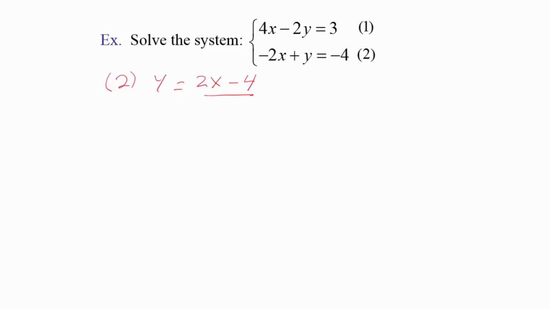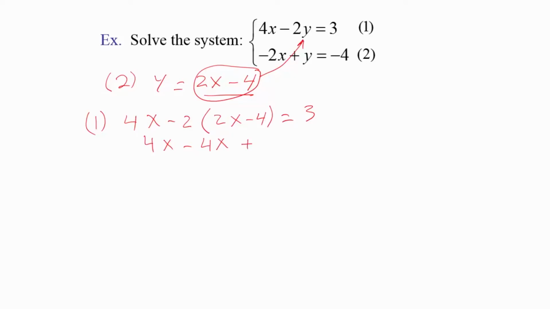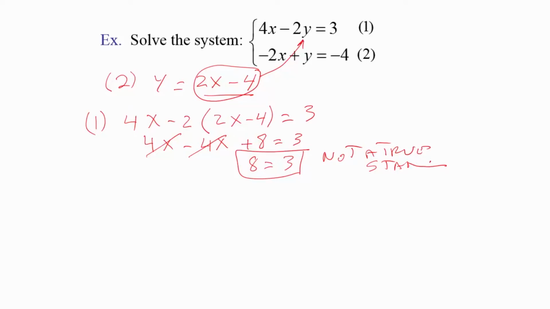Plug this value into the first equation. So the first equation would become 4x minus 2 times (2x minus 4) equals 3. So 4x minus 4x plus 8 equals 3. So 4x and minus 4x would cancel. What do you have? You have 8 equals 3. This is not a true statement. Right? 8 is not equal to 3.